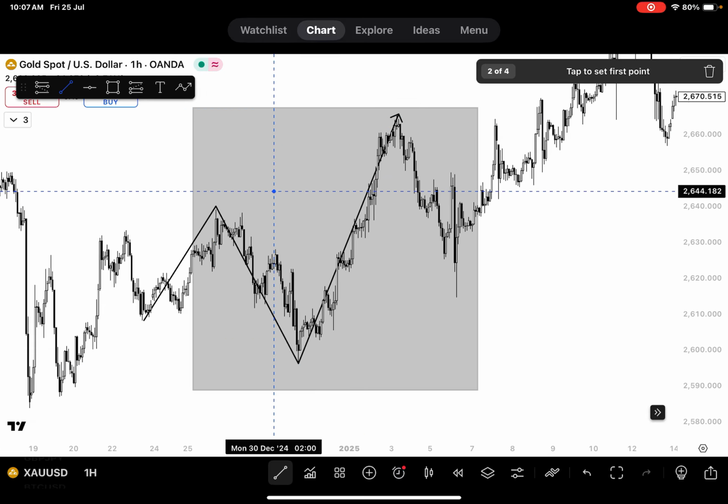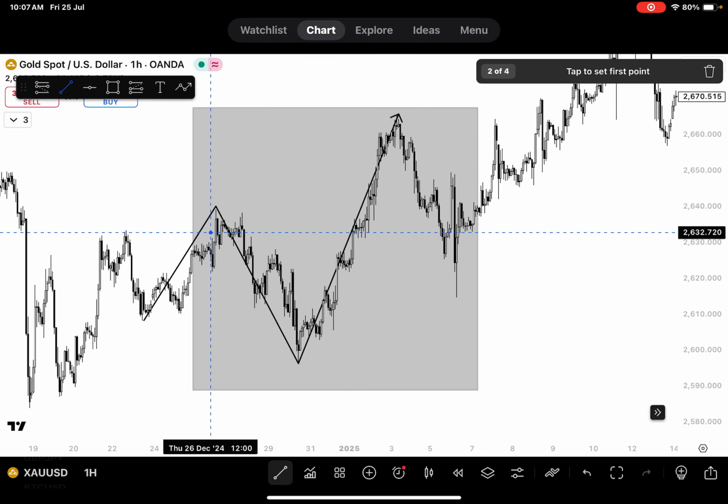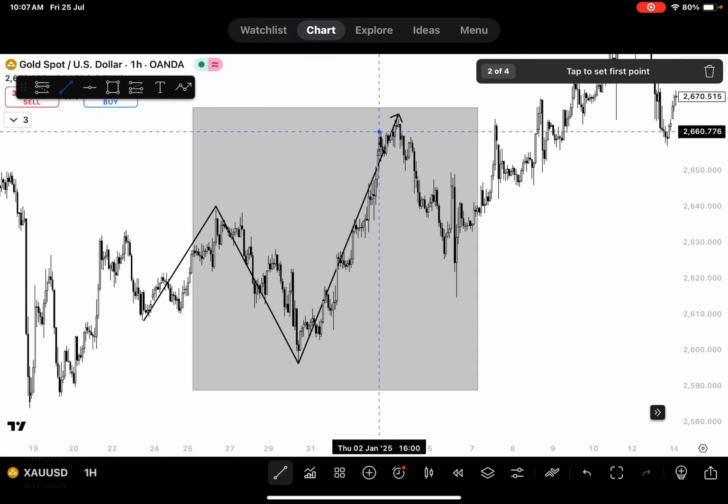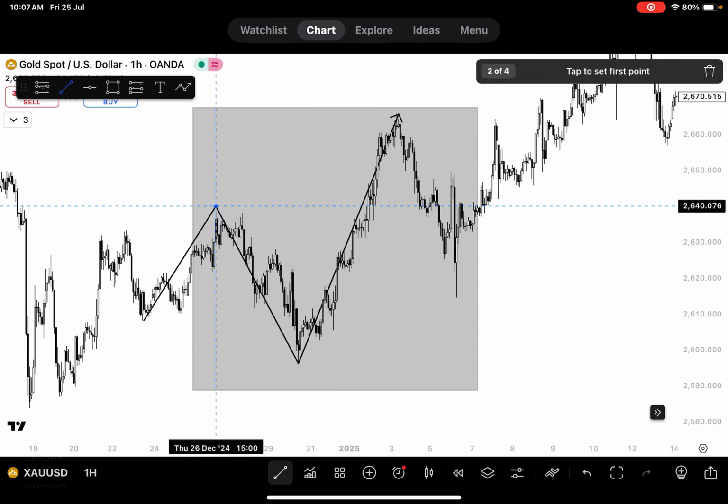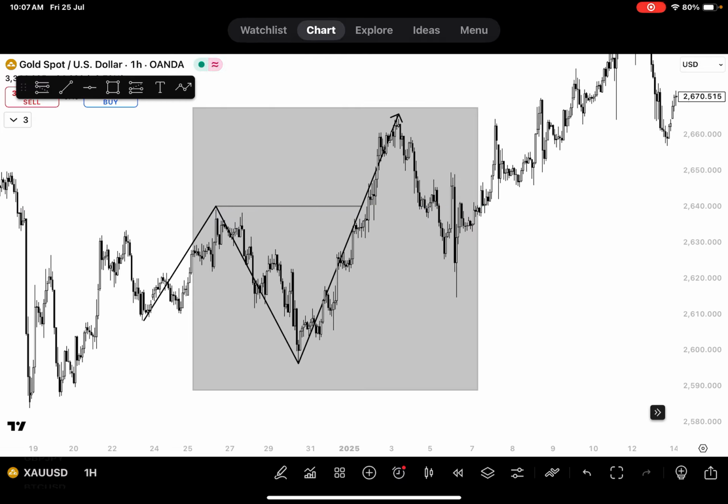Now what you are supposed to know is that this higher high that was created here, this market has already broken it. So this is what? A break of market structure. This is it. A break of market structure, right? That is a break of market structure. You get me?